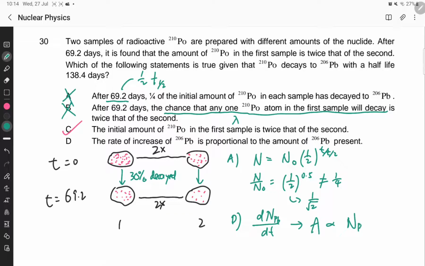N is the N of the polonium, not lead. So the rate of increase of the lead, which is what polonium turns into, is proportional to the amount of polonium present, not lead present. So this is actually Po. So this is false.